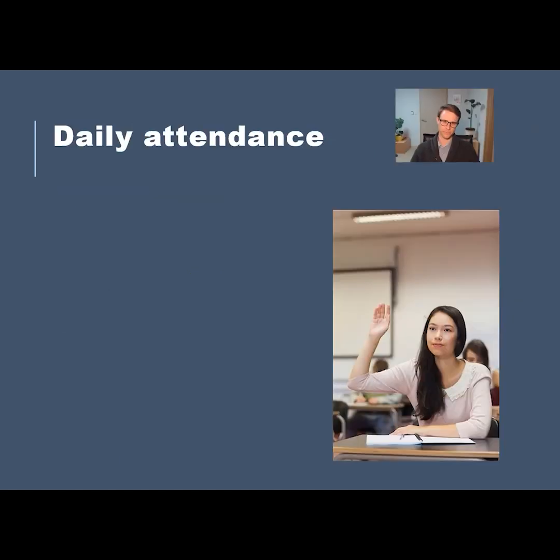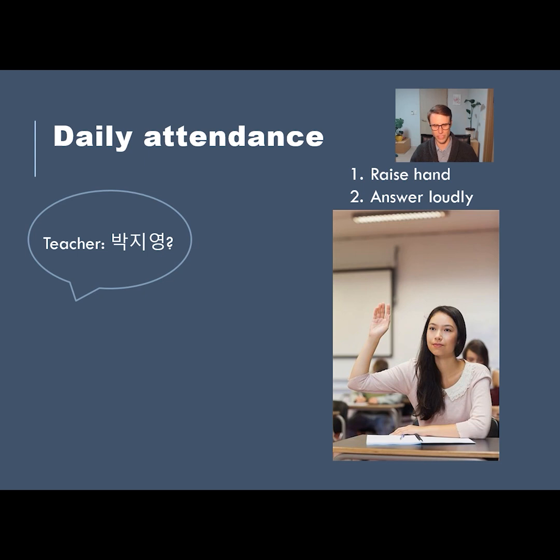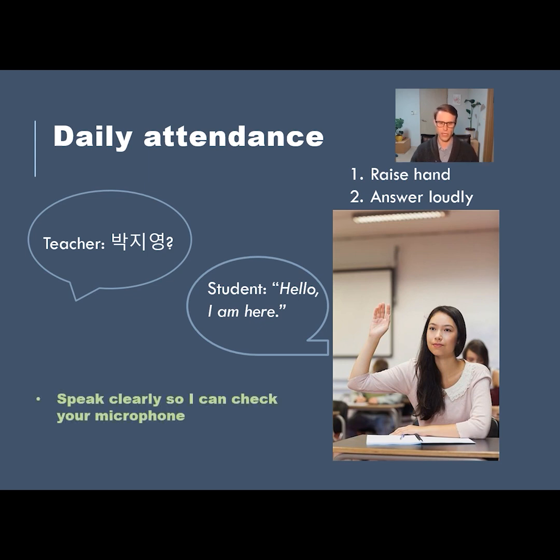Attendance. I will take attendance every day at the beginning and at the end of class just to make sure everybody is there. So you will get 1 point for each attendance score. We're going to be on Zoom, so I need to check your speaking, your sound, your video. So please, when I say your name, raise your hand and say, yes, teacher, I am here, right? Speak clearly, speak loudly, let me know that you can hear and see me and everything is okay. So I can check your volume, your microphone, and your video before we start class.